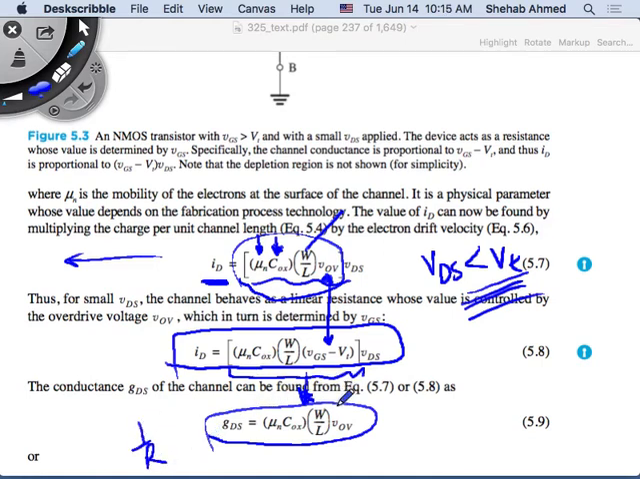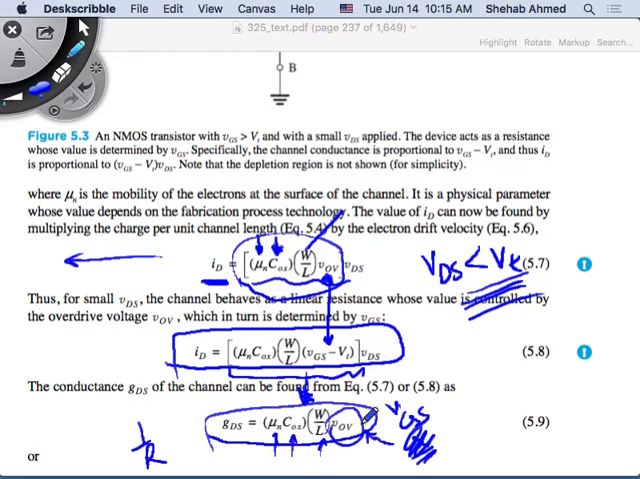So this conductance, does it depend on anything that is nonlinear? No, these are all constants. It's a constant, it's a constant, it's a constant. And this is your overdrive voltage controlled by your gate to source voltage. This overdrive is controlled by your VGS.